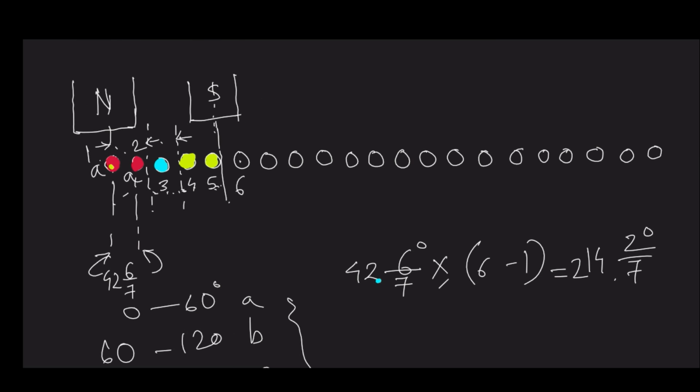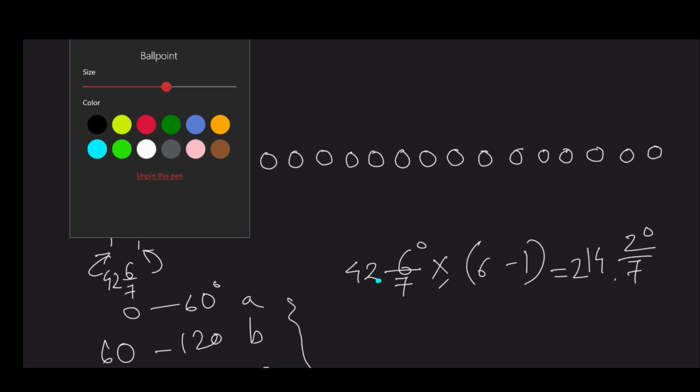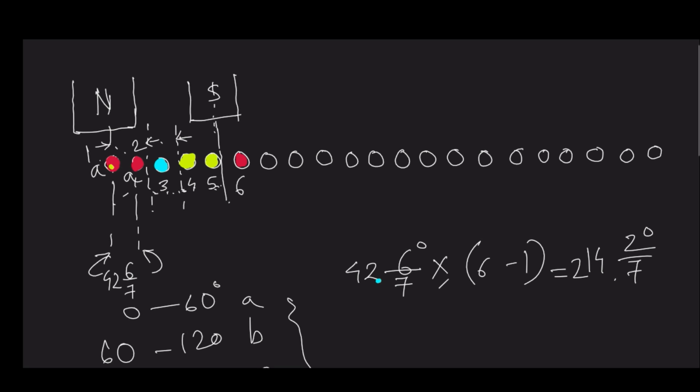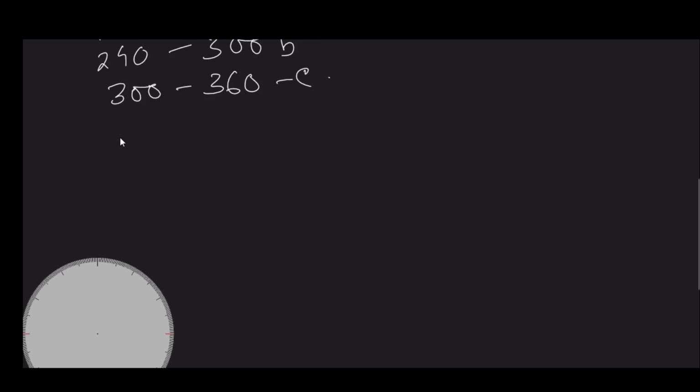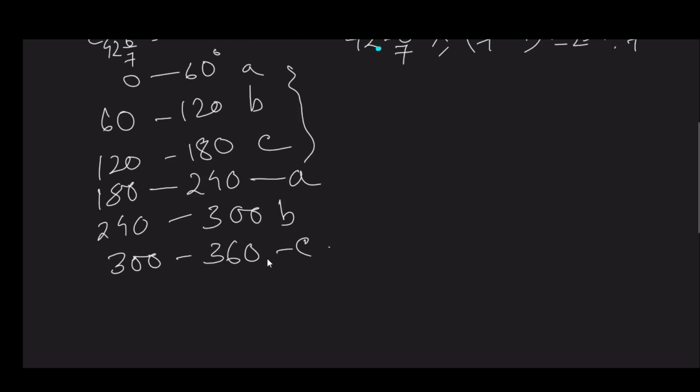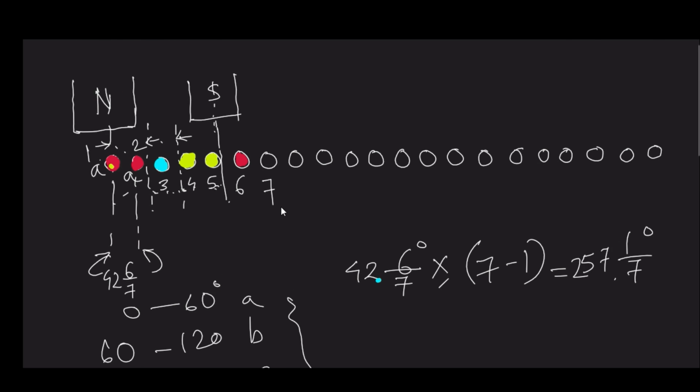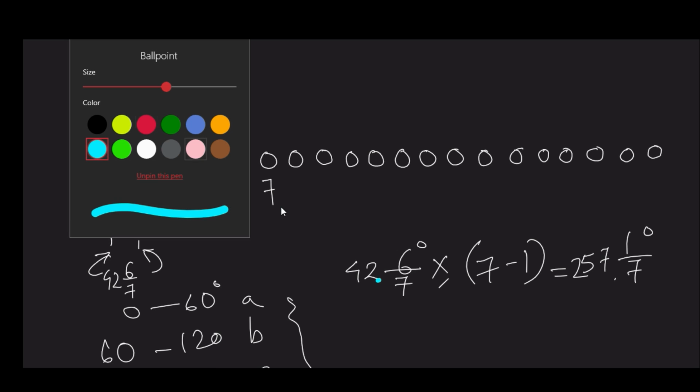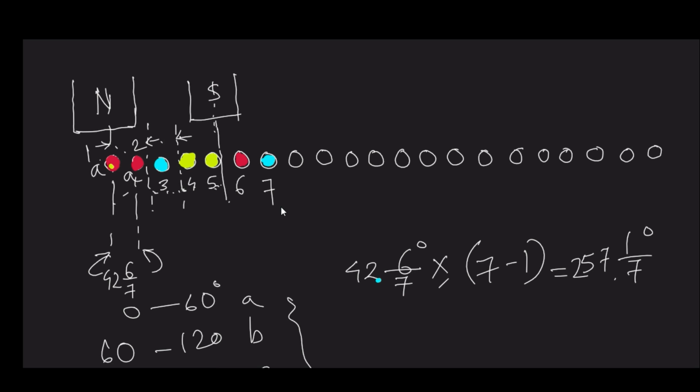So let us fill it up with A. Then for 7, this is slot number 7. What is the picture? It is 42 into 6, that is 252 plus like 257, 17 degree. So it is in this range. So here it is B.